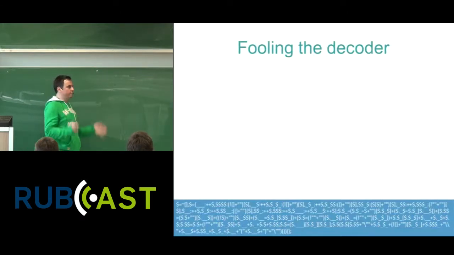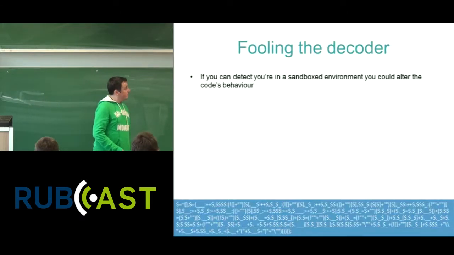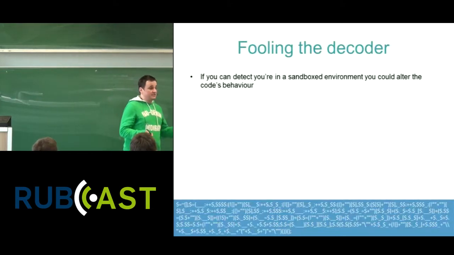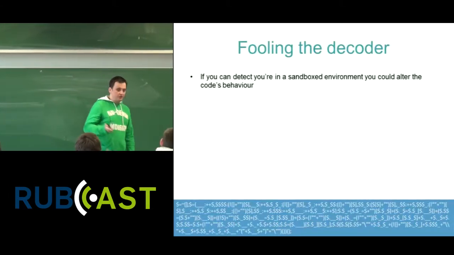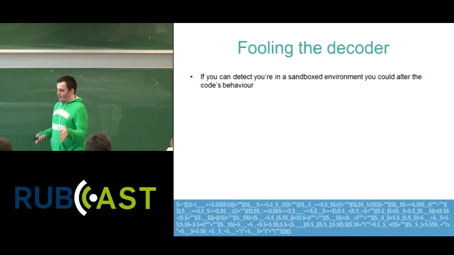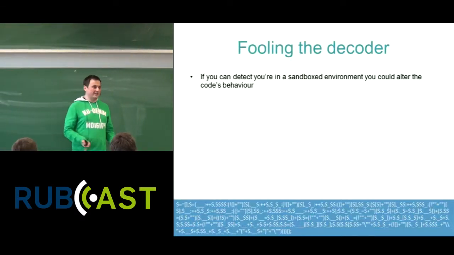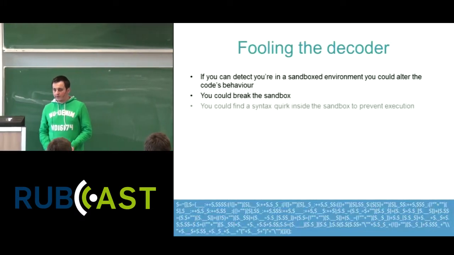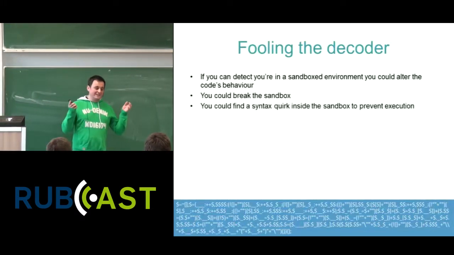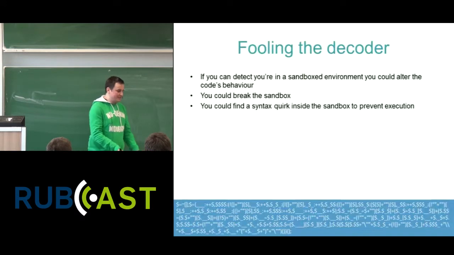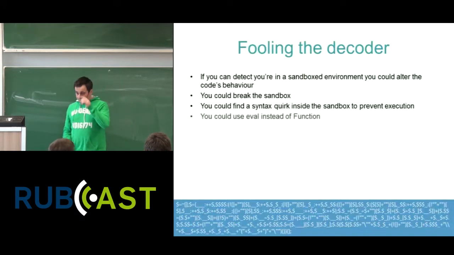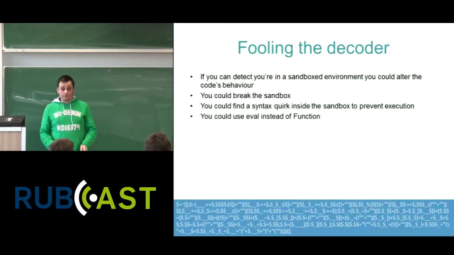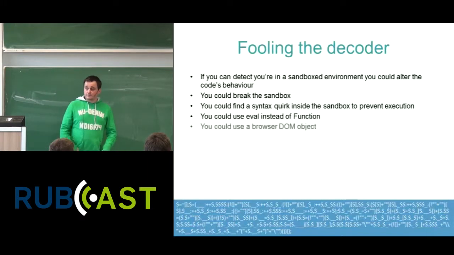So, how can we fool the decoder? If you can detect you're in a sandbox environment, so if you know you're in the matrix, then you can figure out ways to get around it. You could break the sandbox. You can find a syntax quirk in the actual sandbox itself. You could use a different function, or a DOM property maybe.